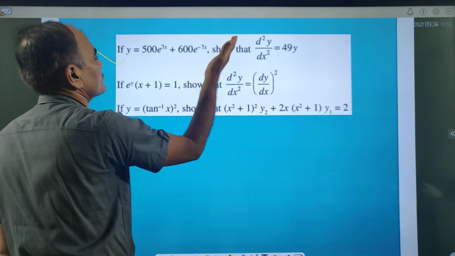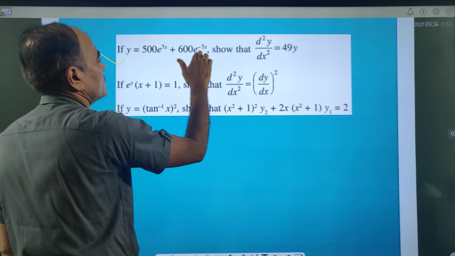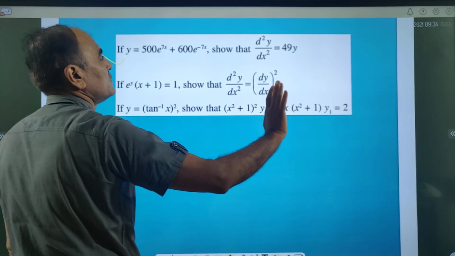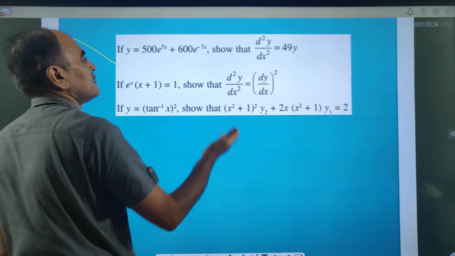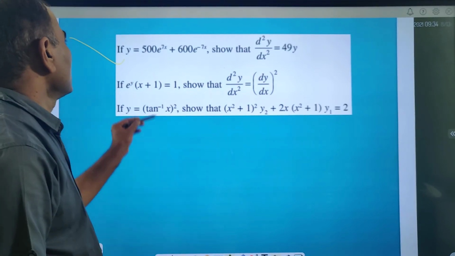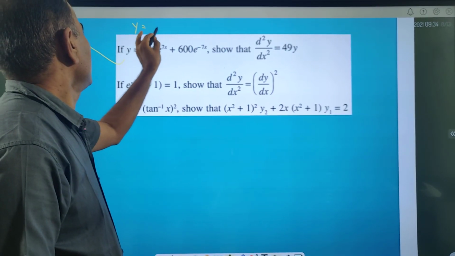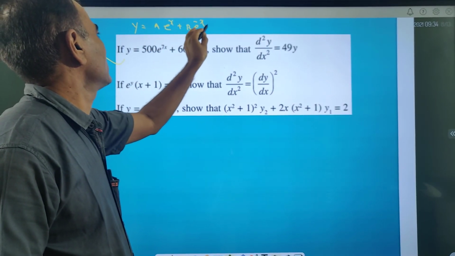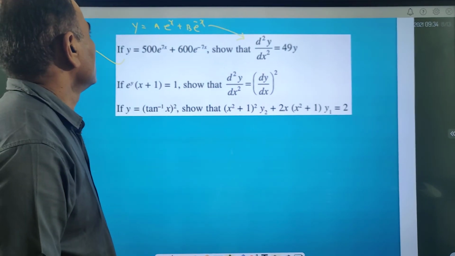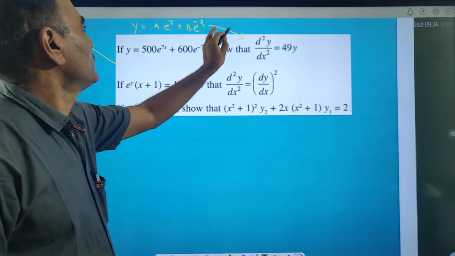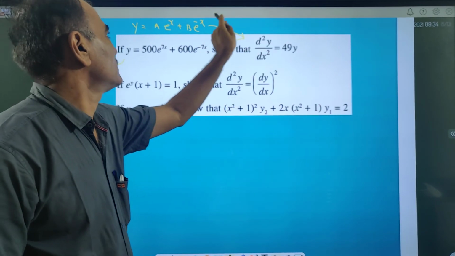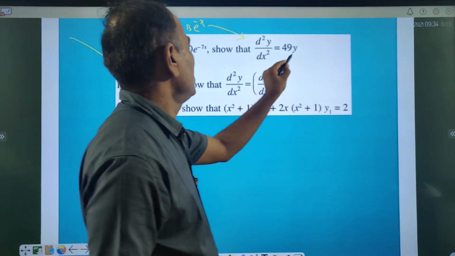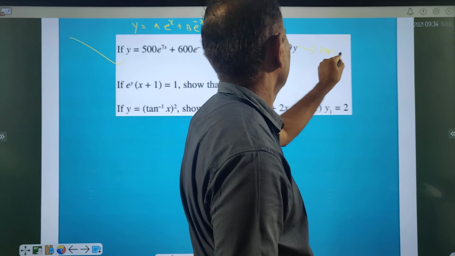500 into 7 e raised to 7 is 600 into minus 7 into e raised to minus 7 is, that is your derivative. Once again differentiate it, 49. No problem. Or you can say that in this also, y is equal to a e raised to x plus b e raised to minus x, then this one is equal to, here only y is there, so d2y by dx2 comes out y. Here a particular value is taken, so I am leaving this one for you.